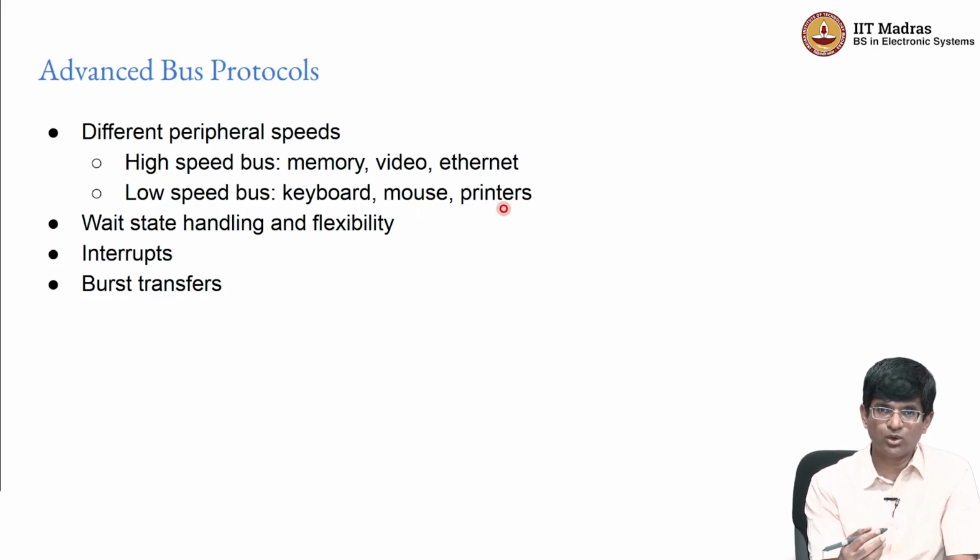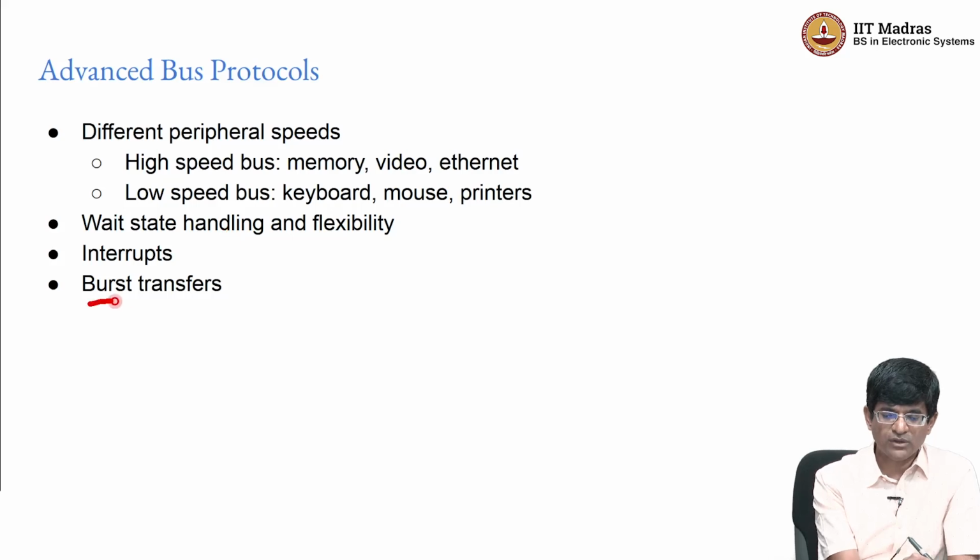They tend to be fairly low speed compared to the other kinds of devices that you have. You could also think of something like a UART, which is at the end of the day only in the hundreds of kilobits per second, compared to Ethernet, which is hundreds of megabits per second. So we clearly have several orders of magnitude differences in speed. How do we handle such things? The ability to handle wait states efficiently and flexibly becomes very important.